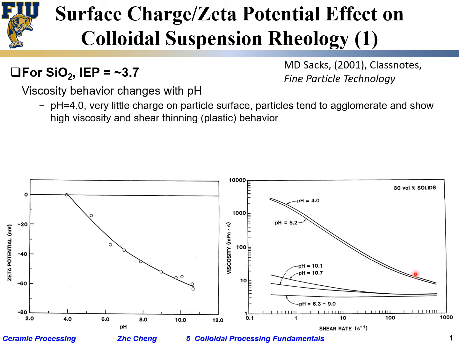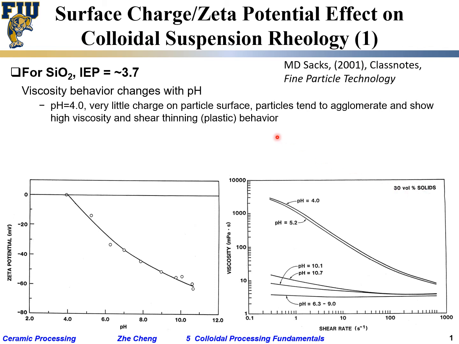Because although the particles are kind of agglomerated, they're not strongly bonded together. When you really try to shear them, they kind of separate. They fall back to the behavior of an intrinsic liquid, like water, low viscosity. Of course, this is for 30 volume percent of solid.